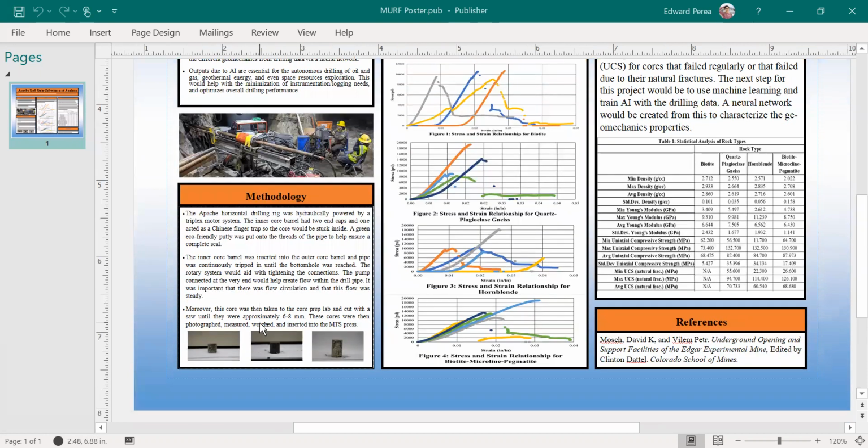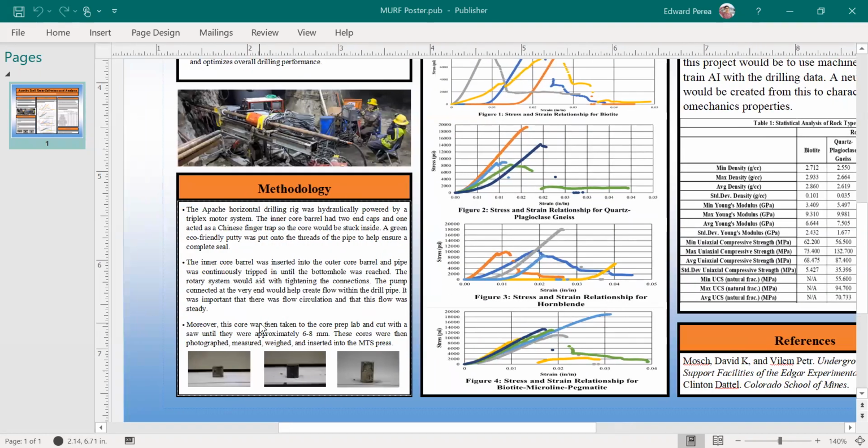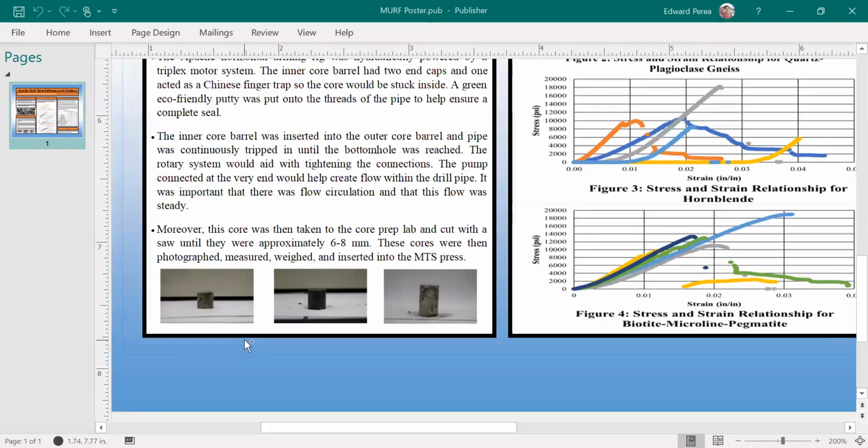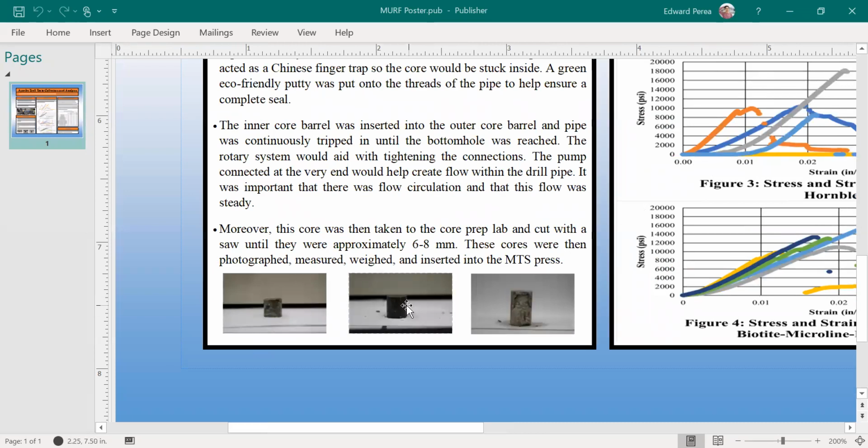Here are some of the core that we extracted from the mine. Here we have 3 examples. This is the first one, looks like it's hornblende. The second one's biotite, and the third one's also hornblende. And so this core wasn't originally like this.